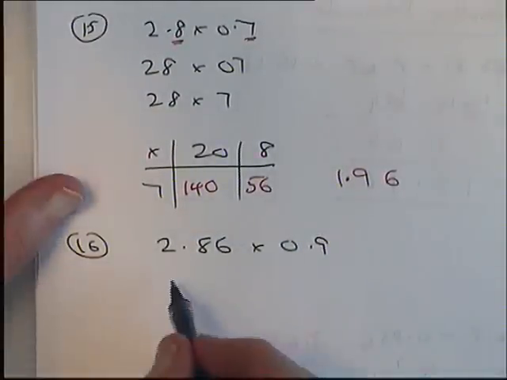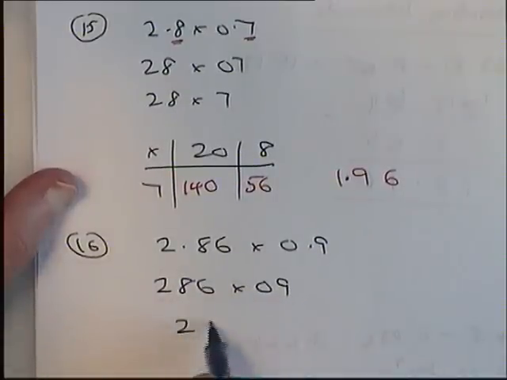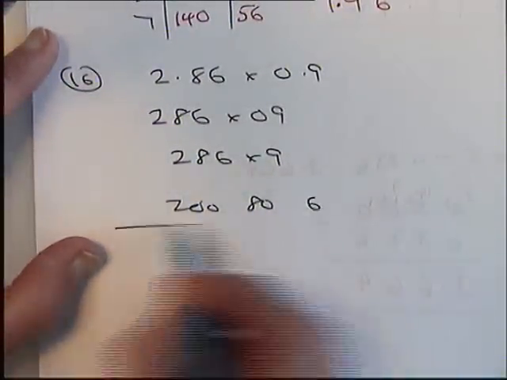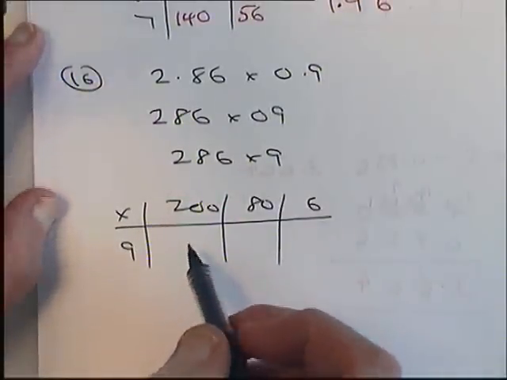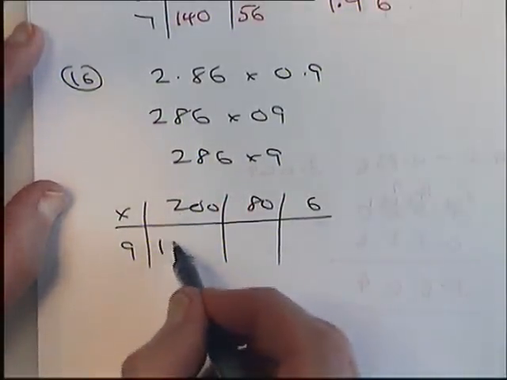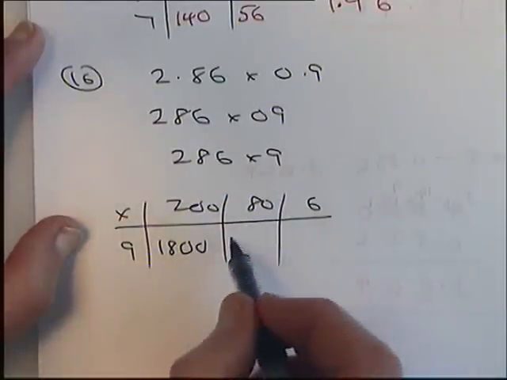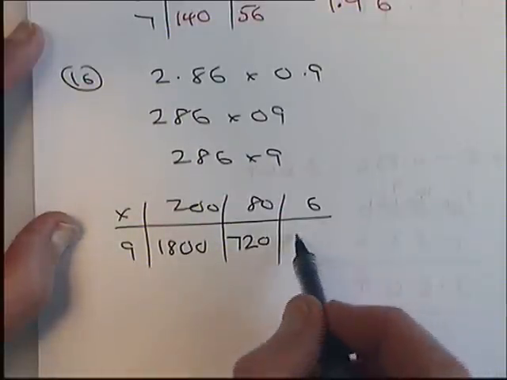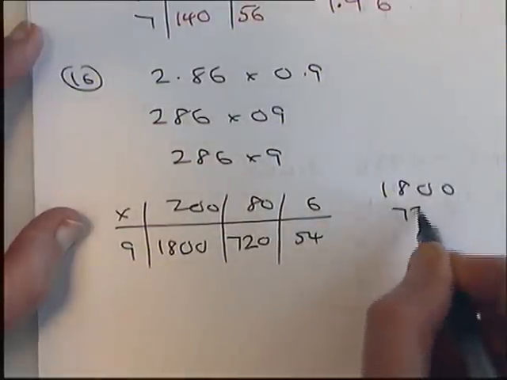If I pretend the decimal points aren't there, 286 and 0.9, so 286 times by 9. If you do that in the grid method, 286 multiplied by 9. I'm going to do this one a little bit quicker. 9 2s are 18, and between those two numbers there are 2 zeros. 9 8s are 72, and between those numbers there's 1 0. And 9 6s are 54. Add those three numbers together.